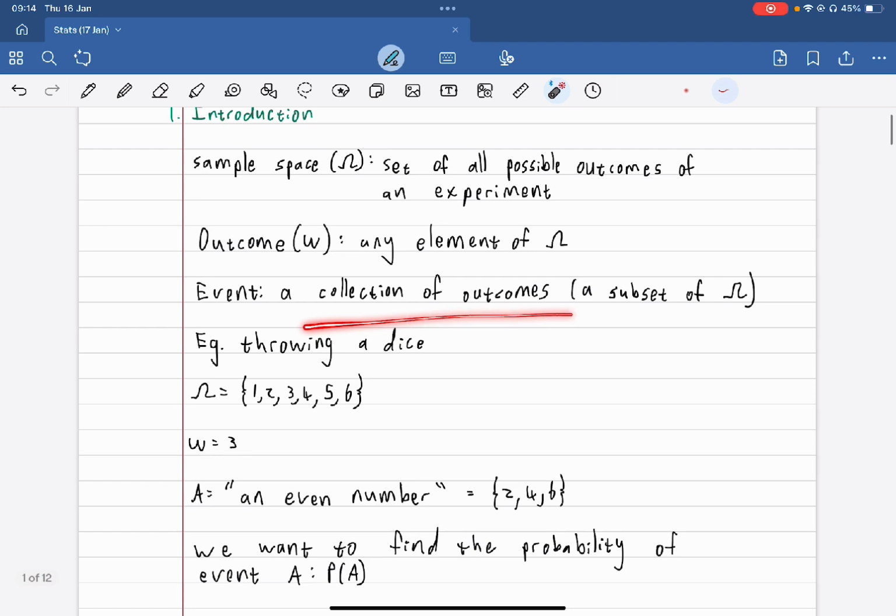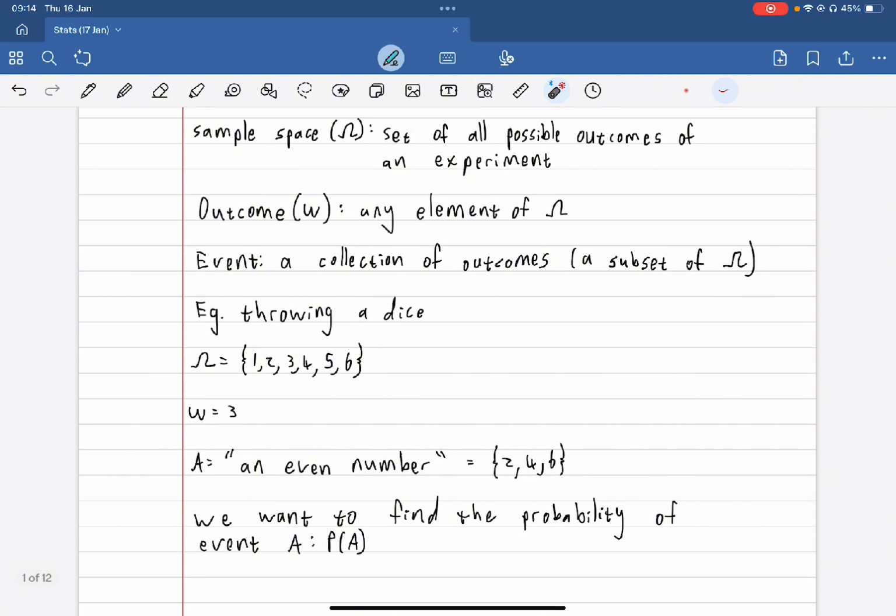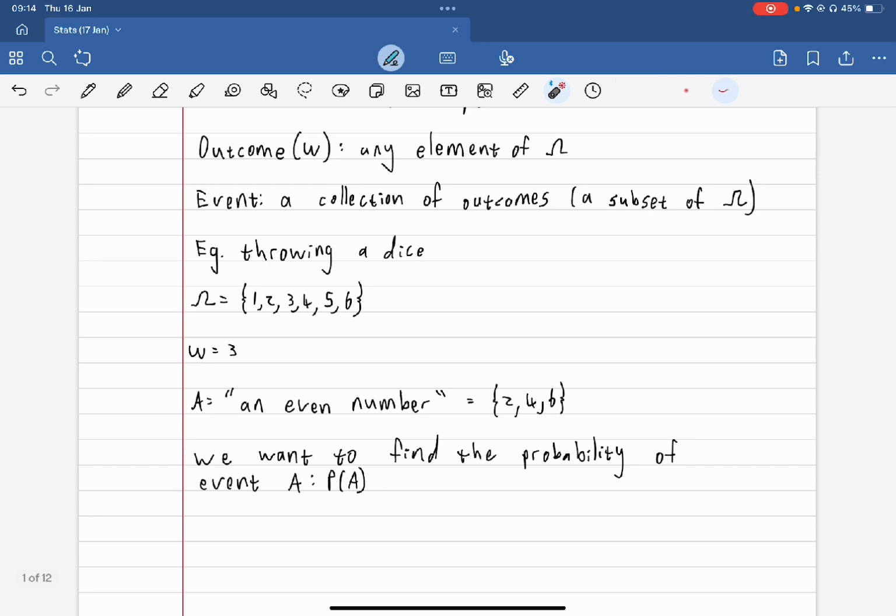An event is a collection of outcomes. So this is any subset of the sample space. So back to our dice throwing example. As I said, the sample space is 1 to 6. An outcome could be 3, and an event could be an even number, which will include the numbers 2, 4, and 6.